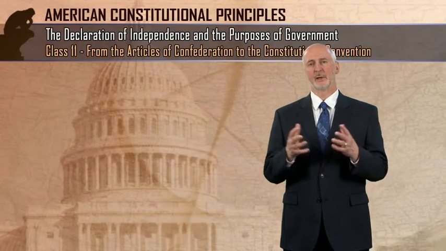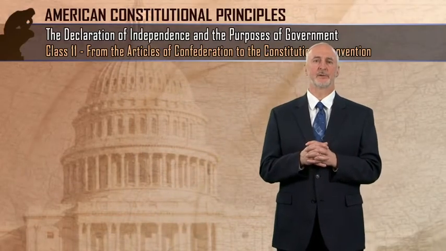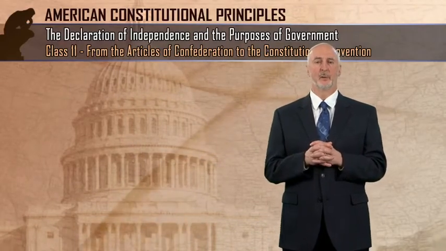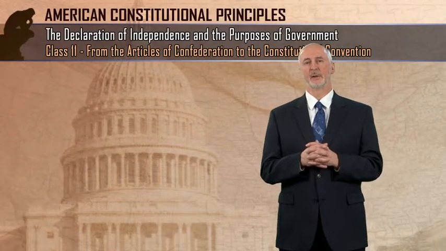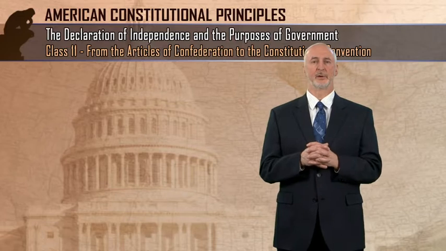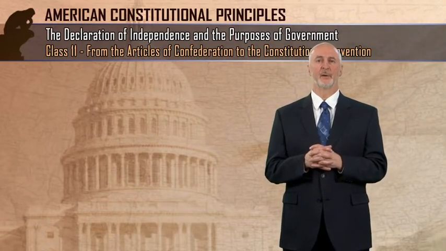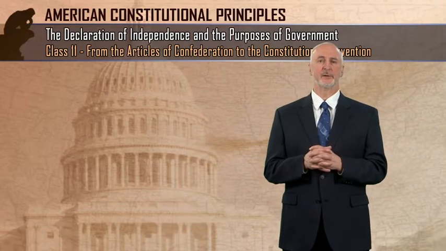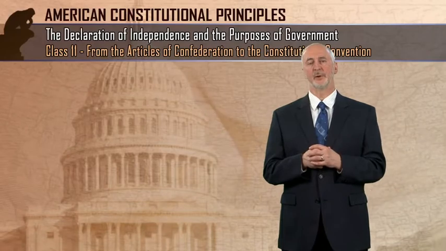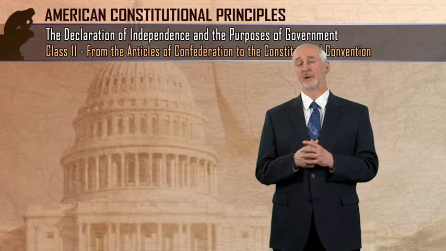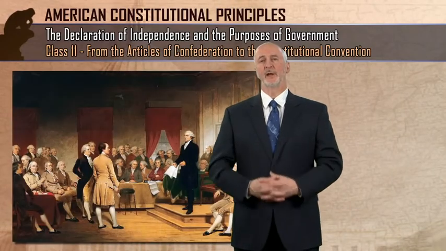The states, by and large, complied with this suggestion from Congress. There were a couple of states that did not send representatives, but 11 out of the 13 states eventually did send representatives to Philadelphia in the summer of 1787. And this was the Constitutional Convention that produced the Constitution of the United States. So they met in Philadelphia in 1787.